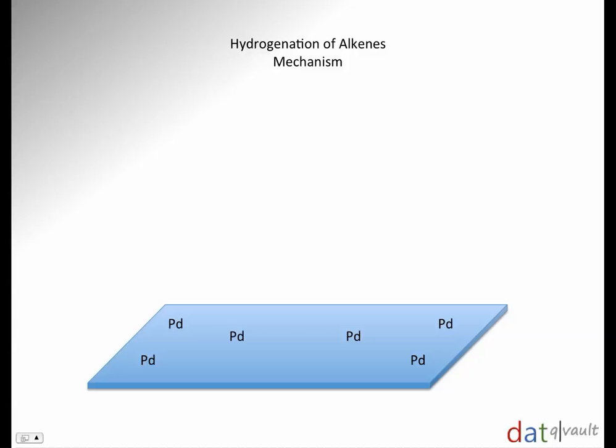So why do we get syn addition of hydrogen across an alkene? It's basically for the same reason as for the previous reaction that we looked at, the epoxidation reaction, in that the whole reaction is going to be concerted, which means it has to happen on the same side of the double bond. So here we have our surface of either palladium or platinum, and then when we add hydrogen to this reaction, palladium interacts with the H2 molecule in such a way that it's going to coordinate to the bond, and it's going to basically weaken this bond.